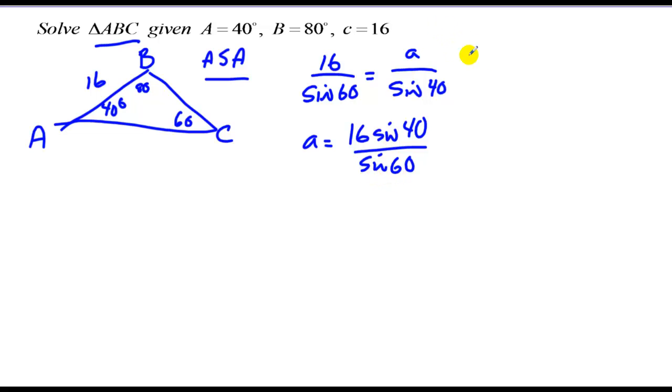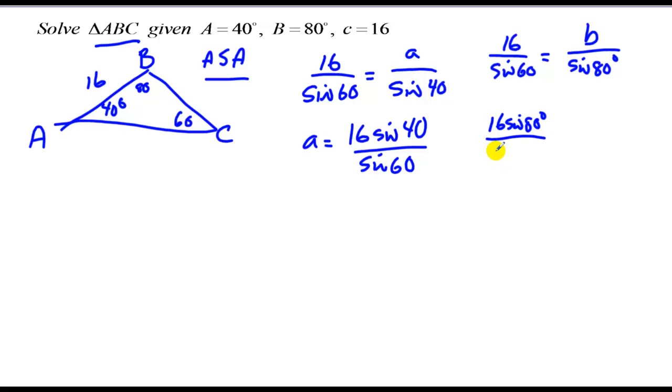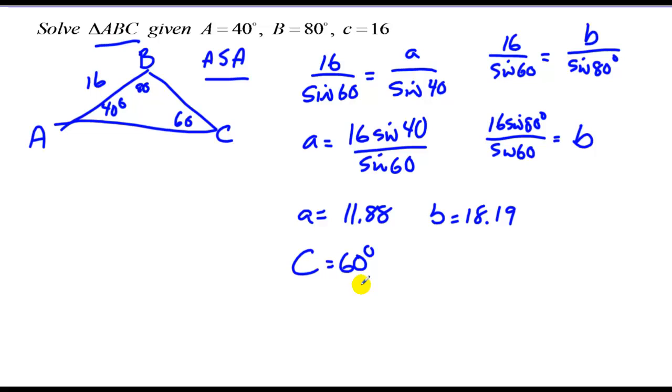Likewise, I can do the same for side B, just set 16 over sine 60 equal to B over the sine of 80 degrees, and thus 16 sine of 80 degrees over sine 60 equals B. So in this case we have values of A equaling 11.88 and B equaling 18.19, and we already said angle C was equal to 60 degrees, so the triangle is now solved.